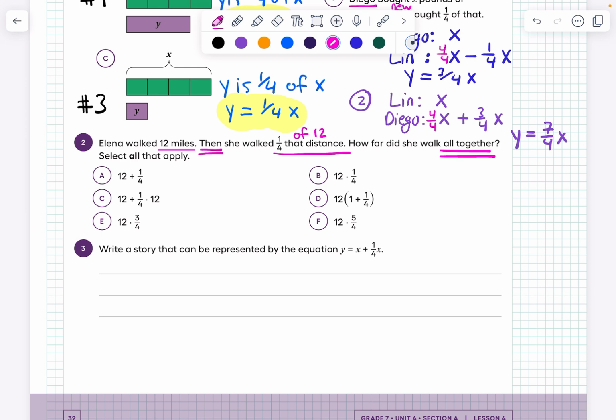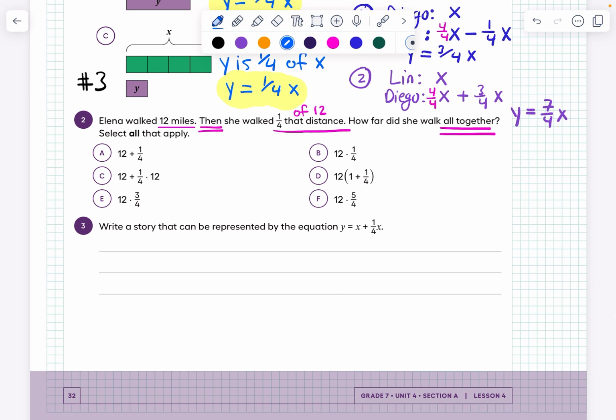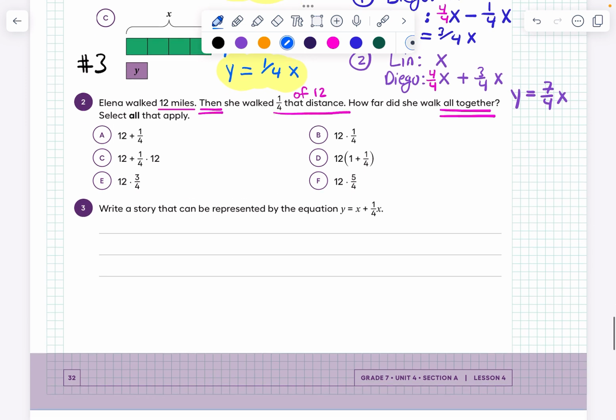Okay, so let's find out what's 1/4 of 12. There's many different ways we could find this, but I'm going to use the space down here because there's a lot of space. I'm going to take 12 and divide it into 4s. So 12 divided by 4 is 3. Now remember that she walked the 12 miles, so that means she walked 15 miles altogether.